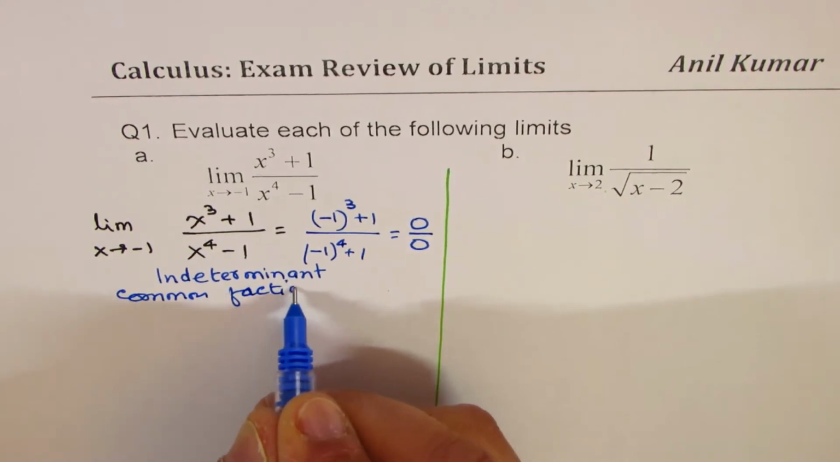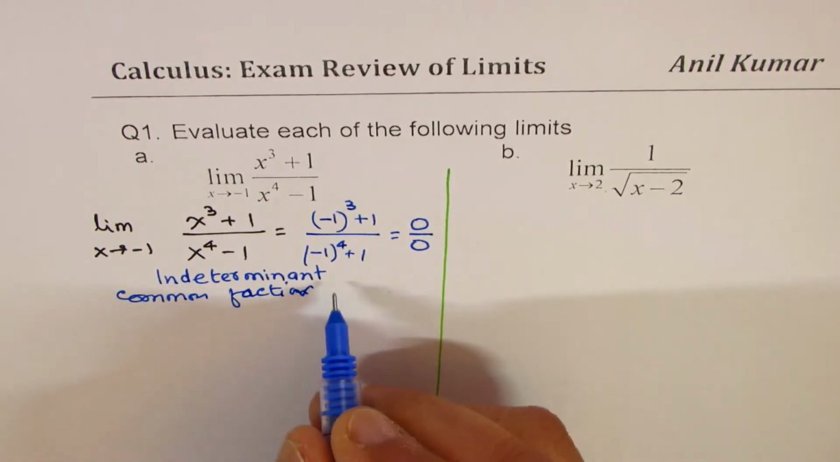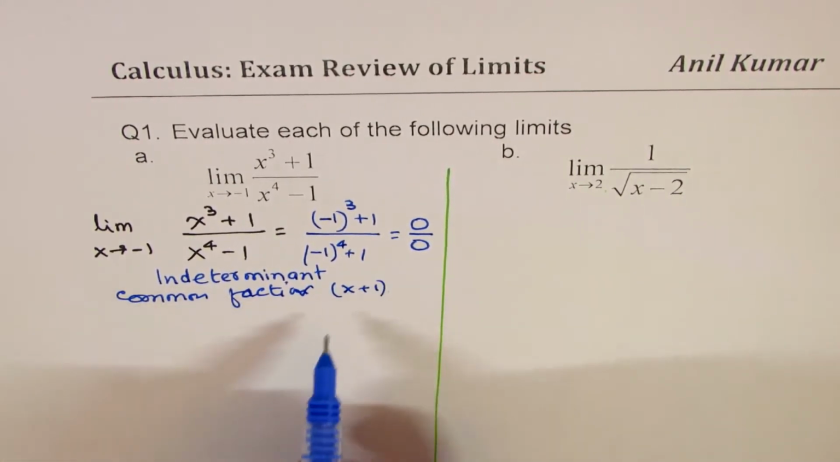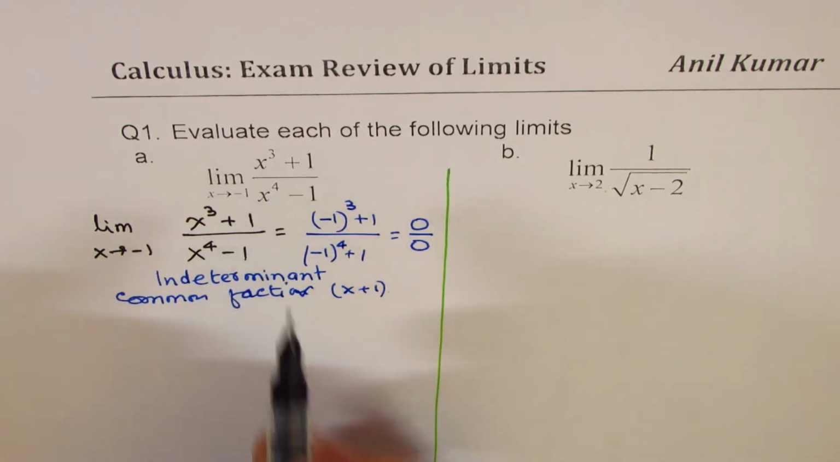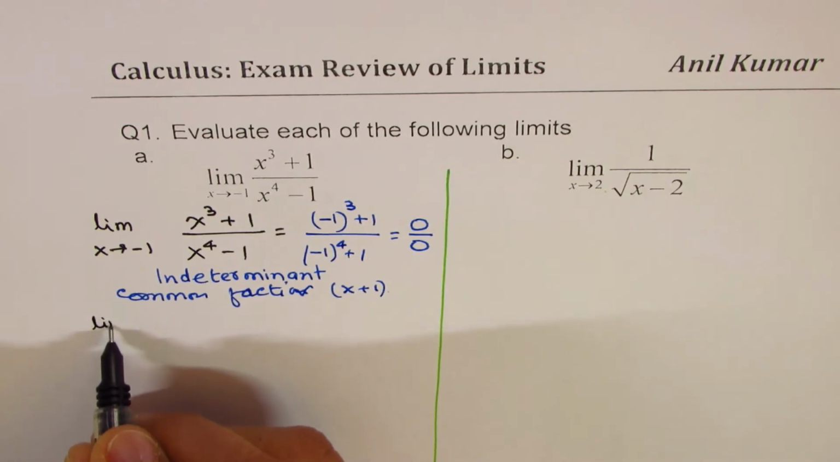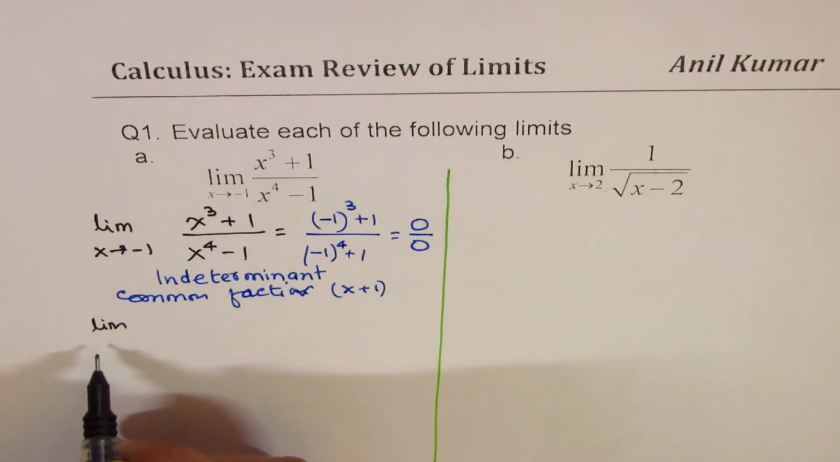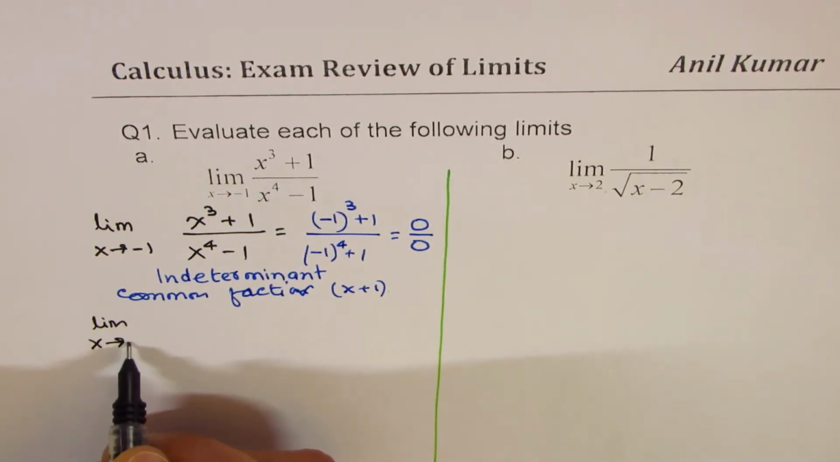To be very precise, the common factor is x plus 1, correct? So the idea is to factor this out and cancel the common factor. Do you understand this strategy? That is the strategy. So we'll rewrite this question, factoring numerator and denominator.